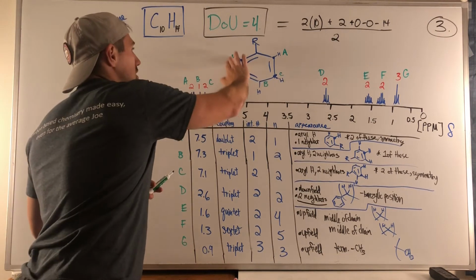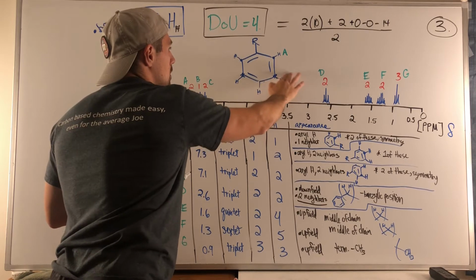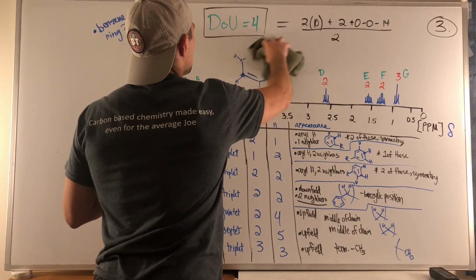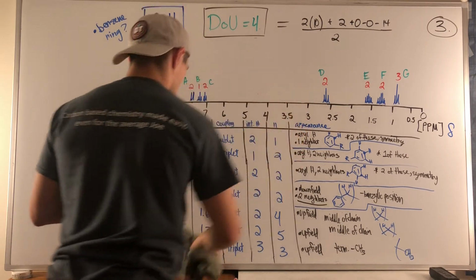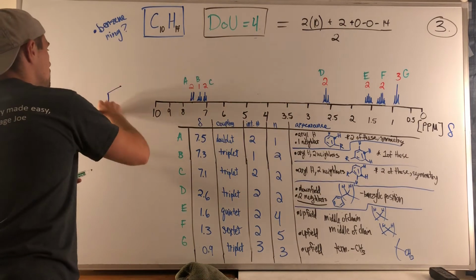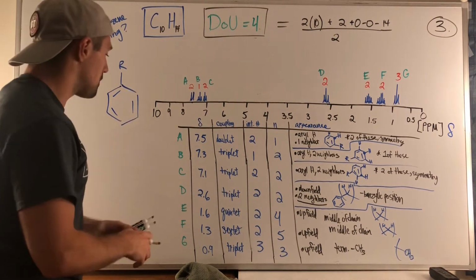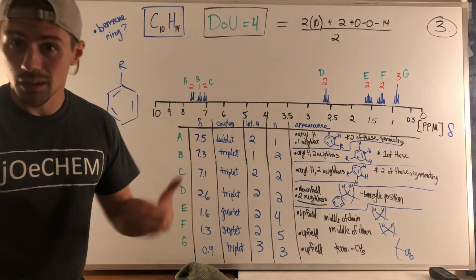So what I'm going to go ahead and do is erase these because it's really muddying our waters. I'm also going to move this benzene ring out from here because it's kind of claustrophobic, so I'm going to move this over here. We know we have a benzene ring. We know there's some R group right here. So we really need to figure out what D, E, F, and G correspond to.